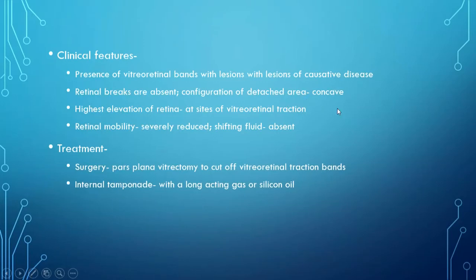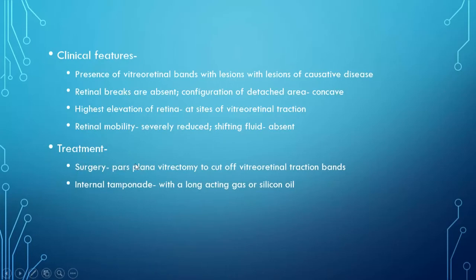But as we have seen in rhegmatogenous, it will be a convex shaped detachment in rhegmatogenous retinal detachment. And the highest elevation of retina will be present at the site of the vitreoretinal traction. So wherever there is a traction, the elevated portion of retina will be highest in that region, and retinal mobility will be severely reduced, and the shifting fluid is absent because here we are not seeing any presence of fluid, so there is no shifting fluid. Whereas fluid will be present in a case of rhegmatogenous or exudative.